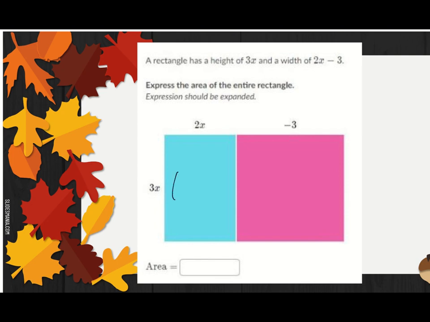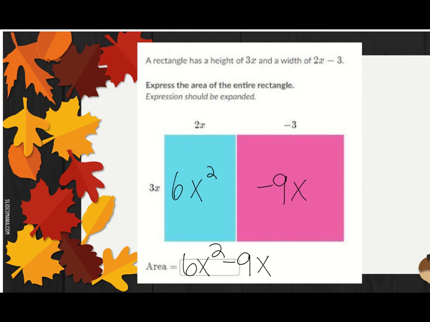It's going to give us 6. And then x times x is going to give us x squared, because x squared is x times x. It's 2 x's. And then we have 3x times negative 3. And 3 times negative 3 is negative 9. And we got to bring along that x. So the area would be 6x squared minus 9x.